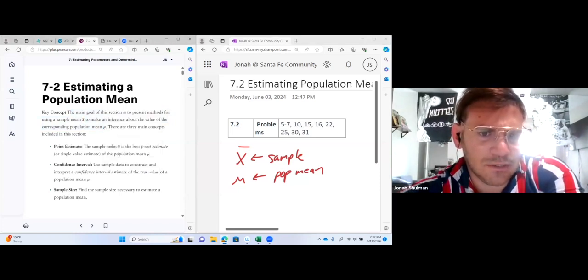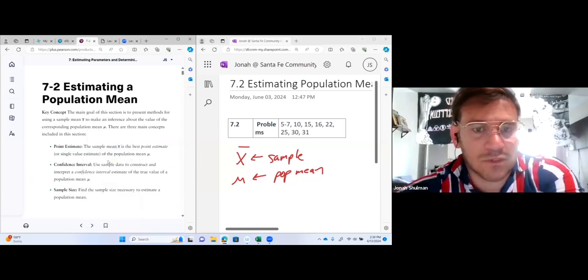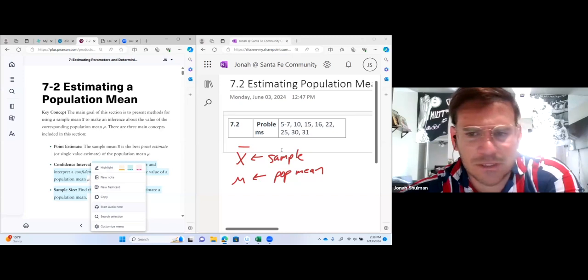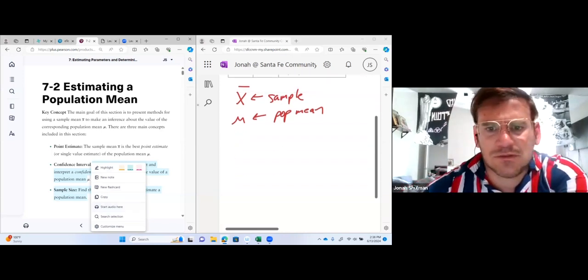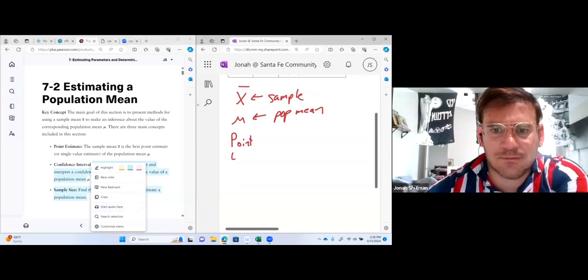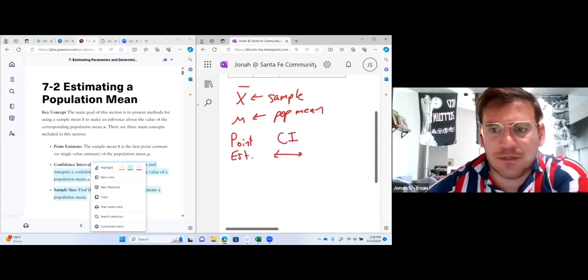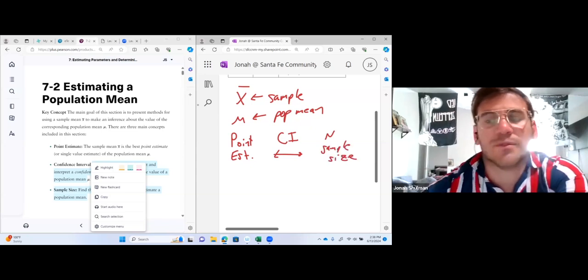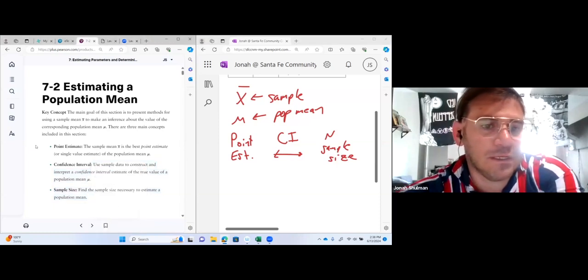The sample mean is the best point estimate, or single value, of the population mean. So these are the 3 things we're going to have. The confidence interval, which I did like a million times last video, uses sample data to construct an interval around the mean, and the sample size. So we need 3 things: the point estimate, our CI, our confidence interval, and our n, our sample size. We should be able to do whatever formula they have to get that population mean. Let's keep it going.